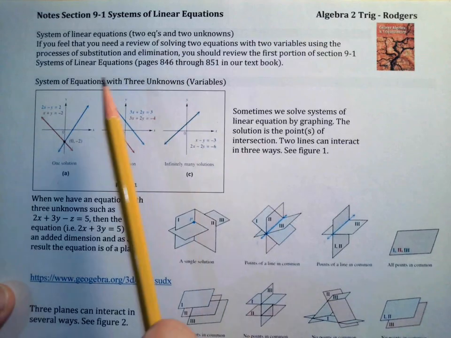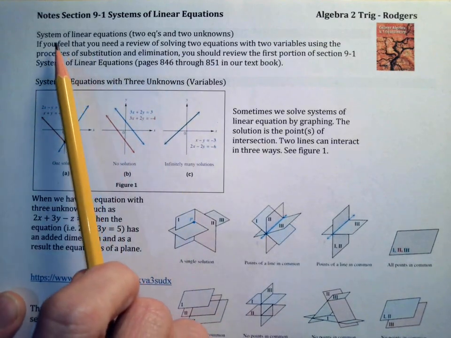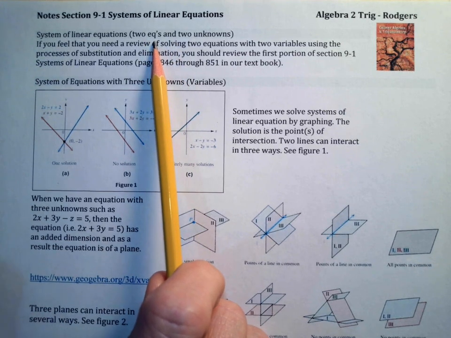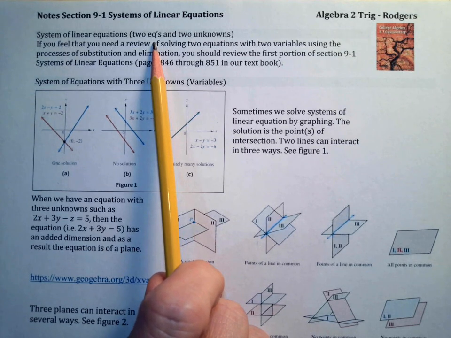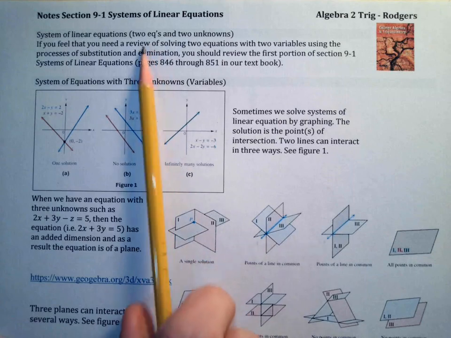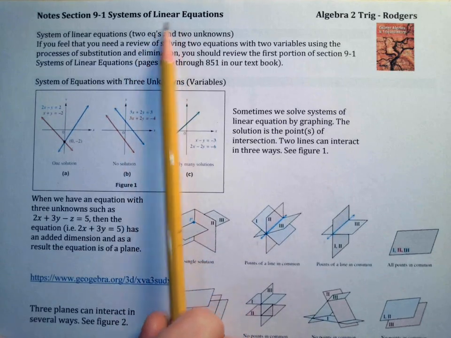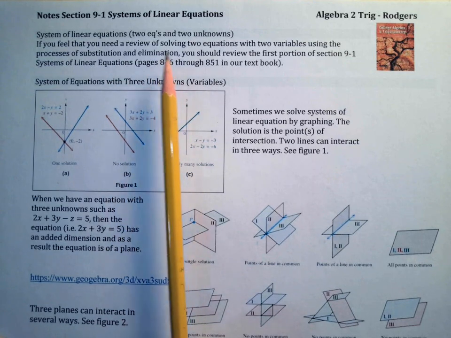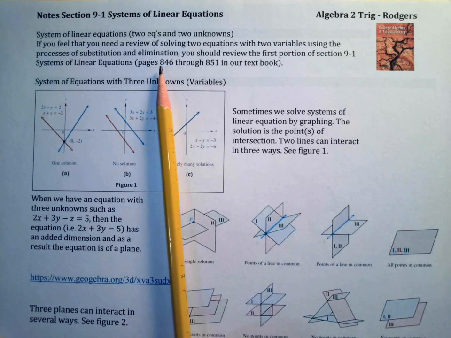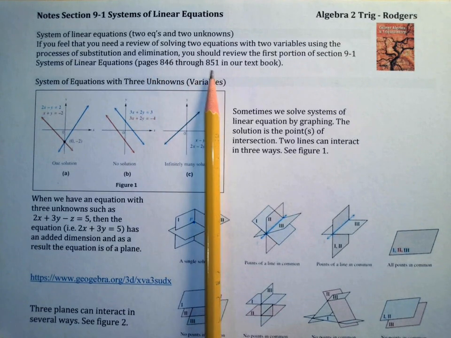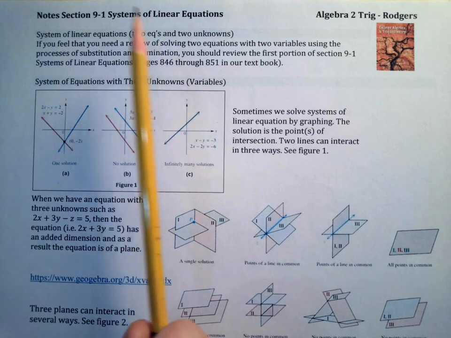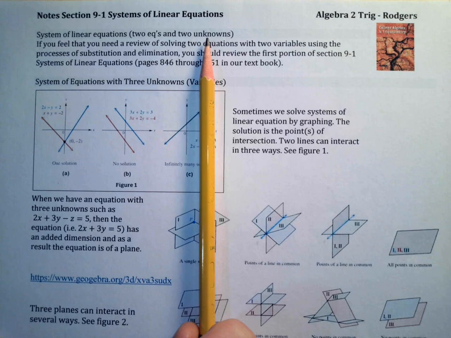Okay, so to start with, let's just talk about linear equations. We did a little bit of this already when we talked about solving systems of conic sections. Here specifically we're talking about linear equations, but there is a review in the book. If you need a refresher on substitution and elimination with two equations with two unknowns, go back and look at the part of section 9.1, pages 846 through 851.